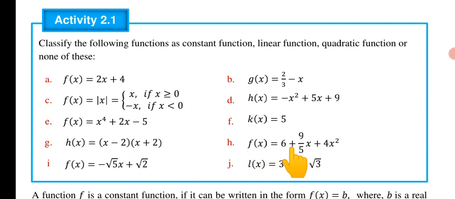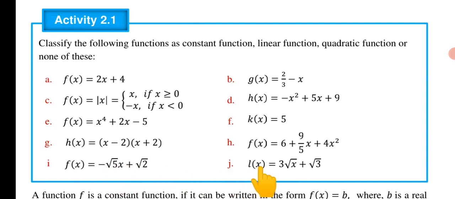H, f of x is equal to 6 plus 9 over 5x plus 4x. Look, the highest exponent here is 2. It is a quadratic function. F of x is equal to minus root 5 x plus root 2. Here, whatever the coefficient is, any linear is possible, but this x should be out of the radical. Now this x is out of the radical, then the exponent here is 1.